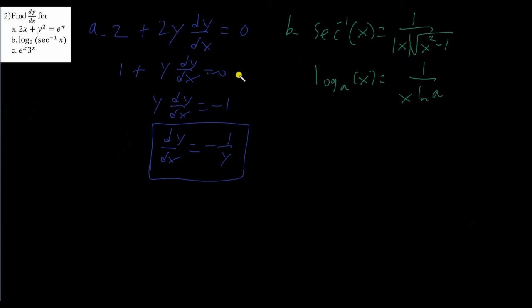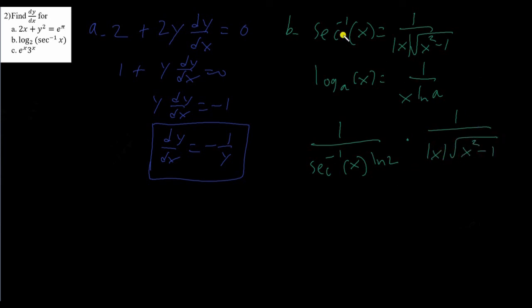What we're going to say is, the outside function is the log, right? So we're going to have 1 over the inverse secant of x times the natural log of 2, right? Because 2 is our base. Here we have log base 2. And then we need to multiply this by the derivative of inverse secant, which is 1 over the absolute value of x times the square root of x squared minus 1.